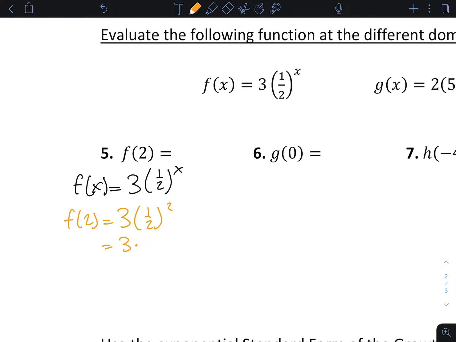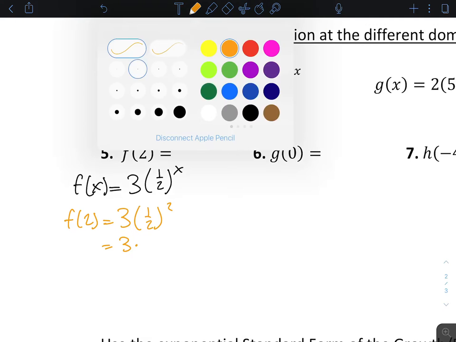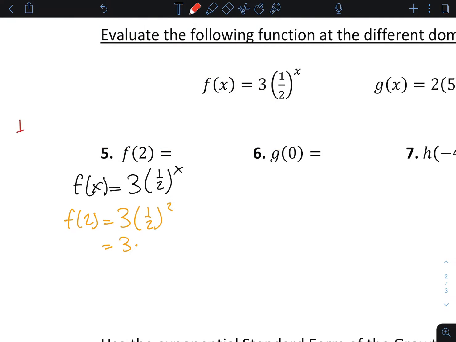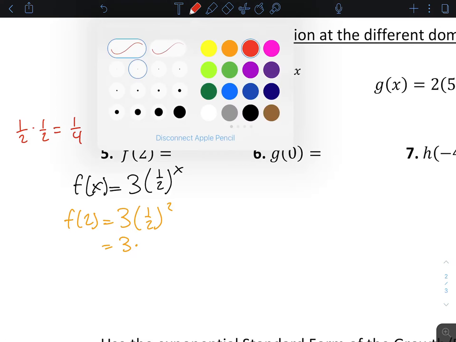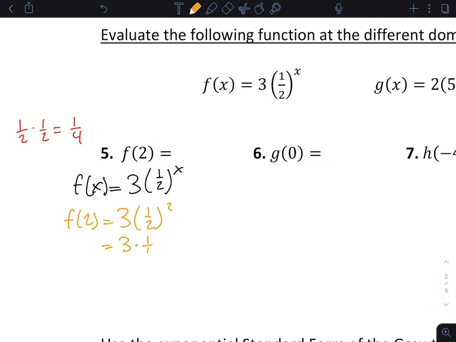Please, please, please do the 1/2 squared first. Do not multiply 3 times 1/2. That will get you a wrong answer. 1/2 squared is going to be 1/2 times 1/2, which is 1/4. 3 times 1/4 would be just 3/4. Sweet.